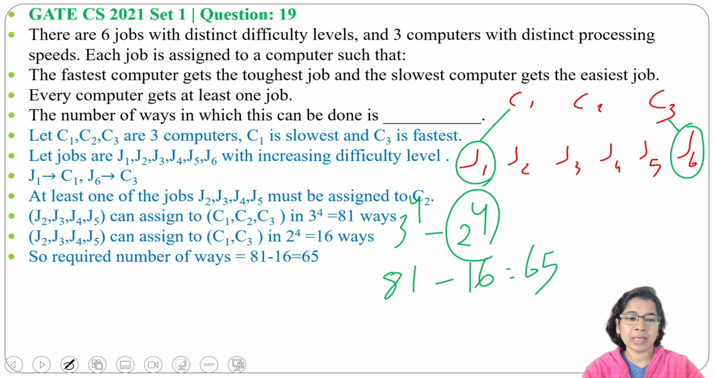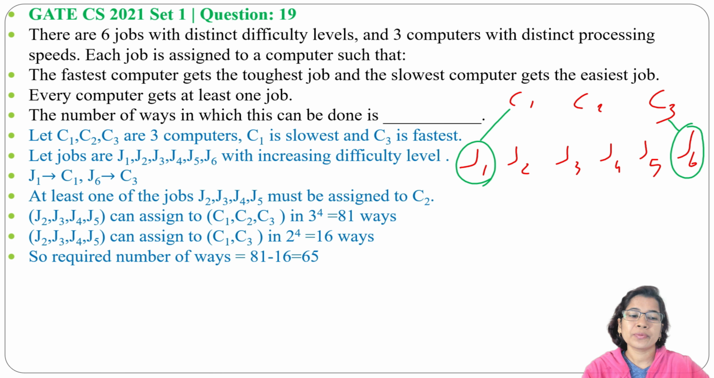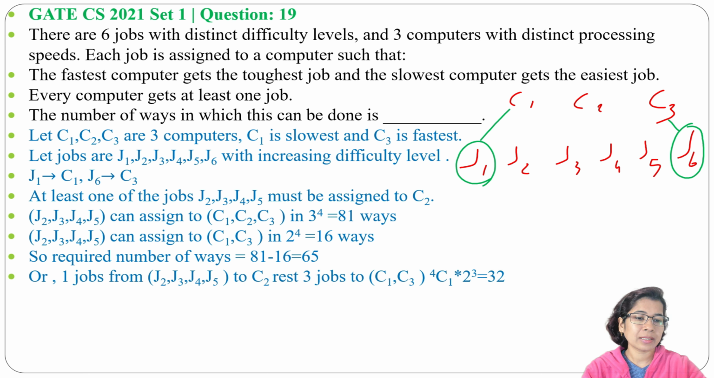This is one way. There is also another way to find the answer 65. Suppose from J2, J3, J4, J5 one job we assign to C2 and the remaining 3 jobs to C1 and C3. How can we assign that one job to C2? It's 4C1, and the remaining 3 jobs to C1 and C3 is 2 power 3. So 4C1 multiplied by 2 power 3 is 32.